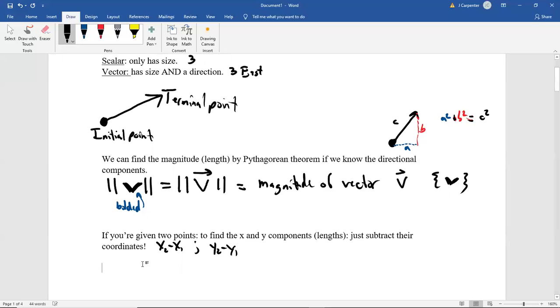And one last statement before we get to some actual math. Three asterisks: 2 vectors are the same if their magnitudes and directions are the same. Magnitude meaning length, direction meaning angle.